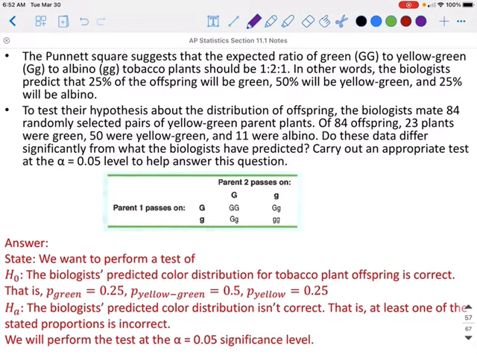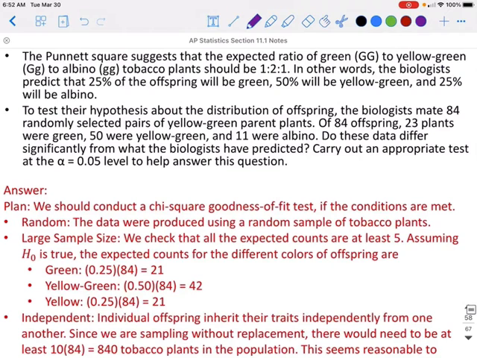Or you can say that the probability of green is 25%, the probability of yellow-green is 50%, and the probability of yellow is 25%. The alternative hypothesis is the biologist's predicted color distribution isn't correct. There is at least one of the stated proportions that is incorrect. And we're going to perform this test at an alpha equals 0.05 significance level.